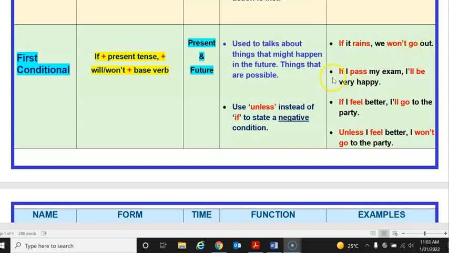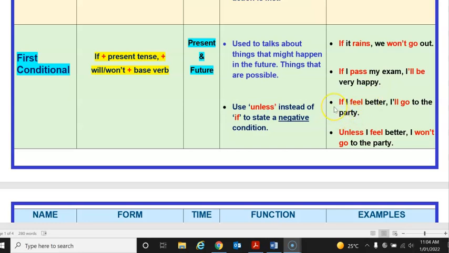Another example, if I pass my exam, I'll be very happy. So again, this is something that is possible. It is possible that I'll pass my exam, and if I do, I'll be very happy. So we have if plus present simple, if I pass my exam, comma, will, I'll be very happy.